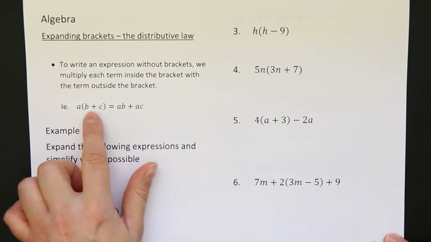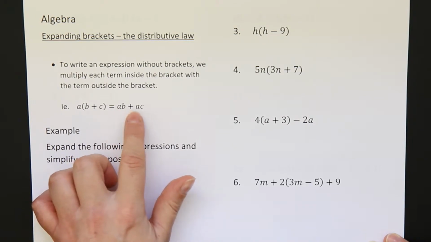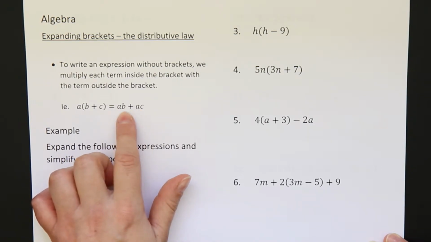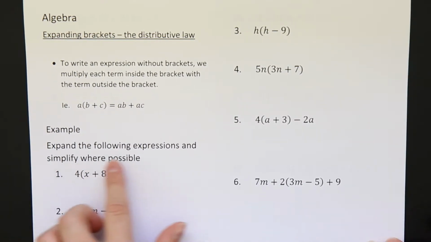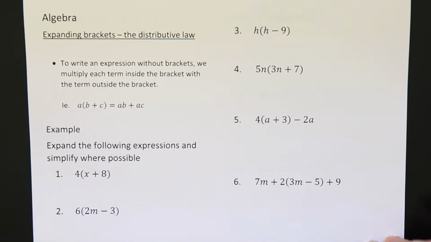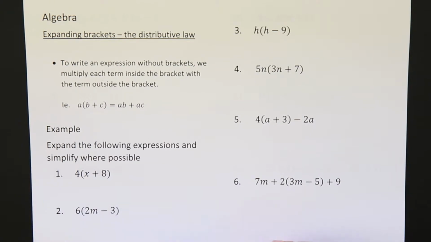A outside of B plus C means I multiply the A with the B, and I multiply the A with the C. Alright, let's see if we can apply that to some questions down here. Expand the following expressions and simplify where possible. I need to multiply the 4 by each thing inside the brackets.